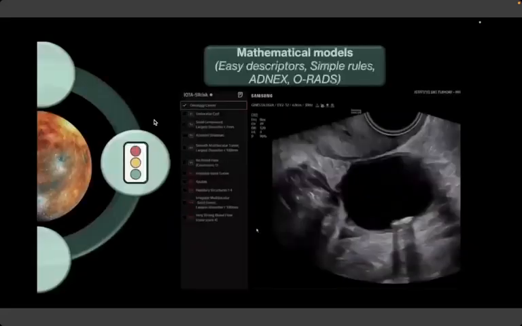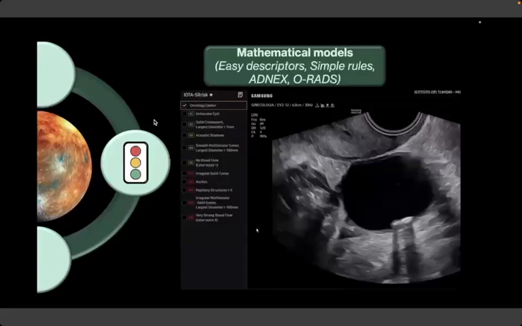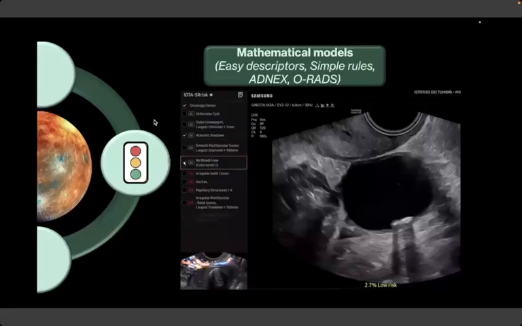Among the mathematical models available, the Samsung Z20 ultrasound machine directly implements simple rules with the automatic calculation of the simple rule risk and the ADNEX model. As we can see, it is possible to directly click on the different rules that are satisfied to obtain a risk calculation.